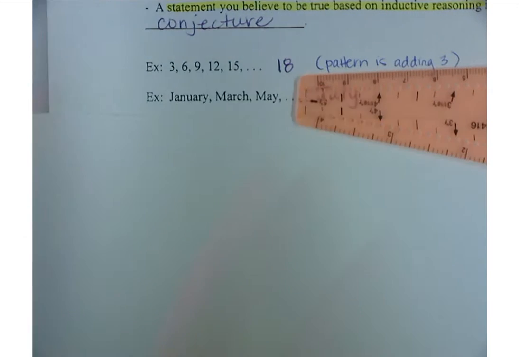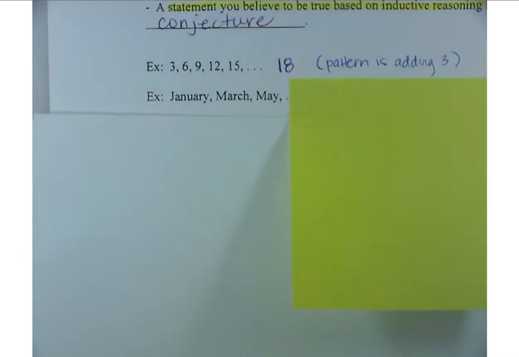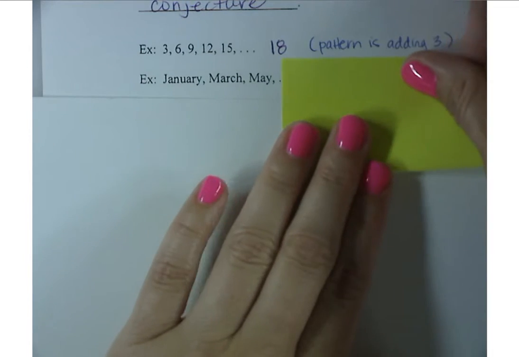Okay, so we have January, March, May. It's kind of very long. That was on purpose. Oh, sorry. That's okay. So find the pattern, right?